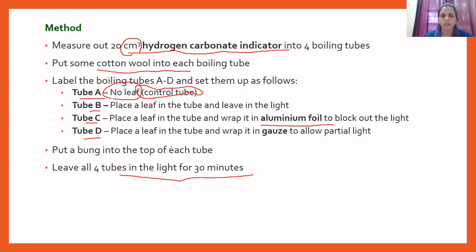Then in test tube D you have to place a leaf in the tube and wrap it in wire gauze, to allow partial light. Finally, you have to close the mouth of all these 4 test tubes with a split cork, and leave all 4 test tubes in light for 30 minutes to 1 or 1.5 hours.